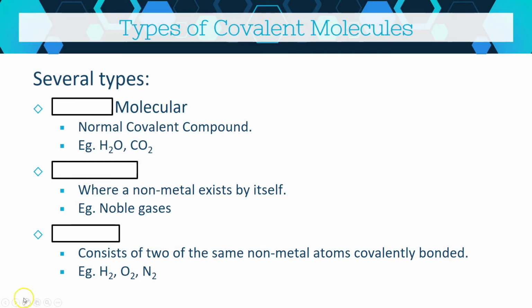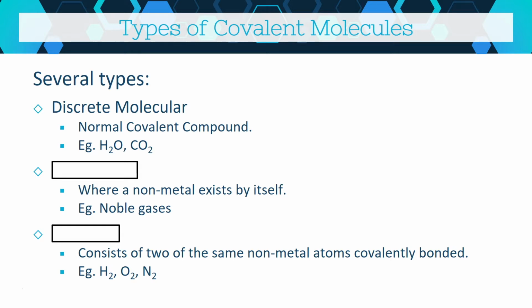So we've got a few different types of covalent molecules. We've got, first of all, what we call discrete molecular. And so these are generally what your normal covalent compounds are. So something like water or carbon dioxide. And these are basically, they tend not to be too big and they're pretty contained.